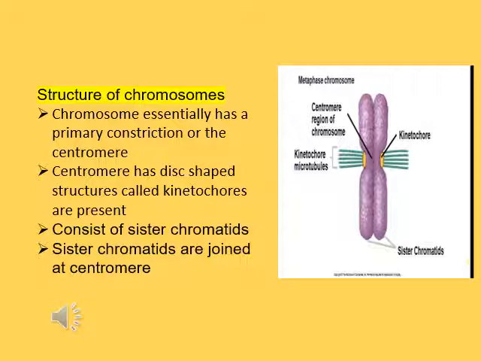As shown in the diagram, there is a portion between the yellow lines, and this portion is the centromere region of the chromosomes. So it has a primary constriction that is known as the centromere.